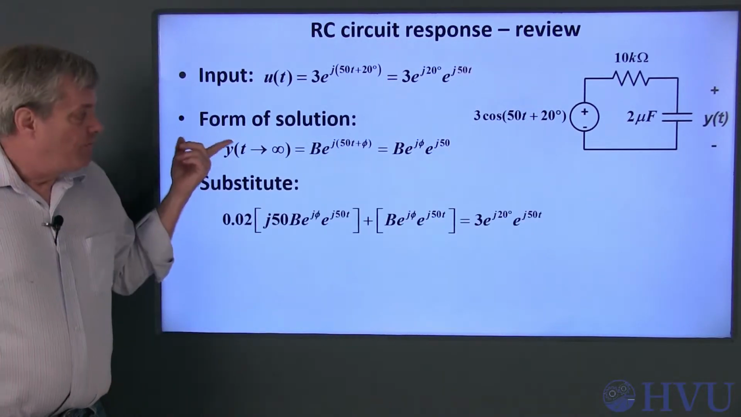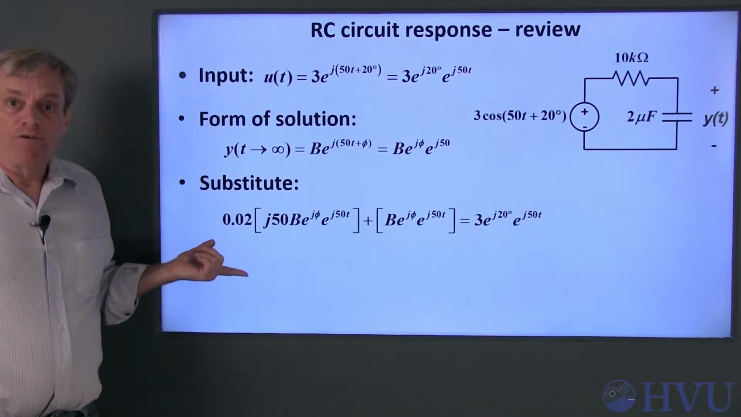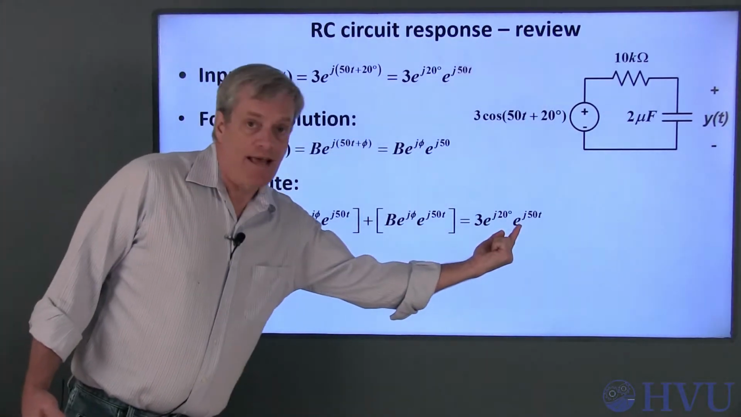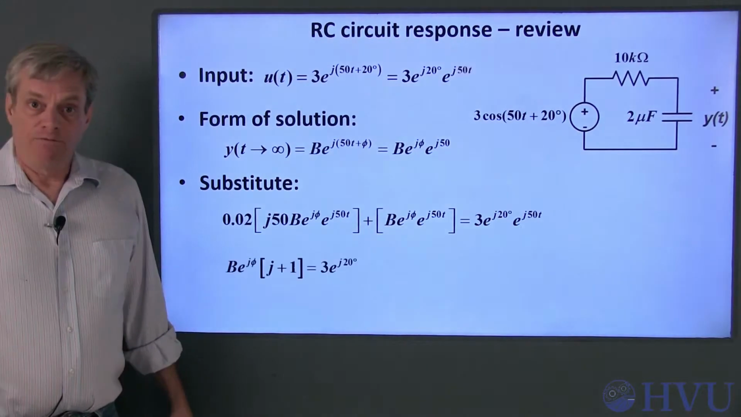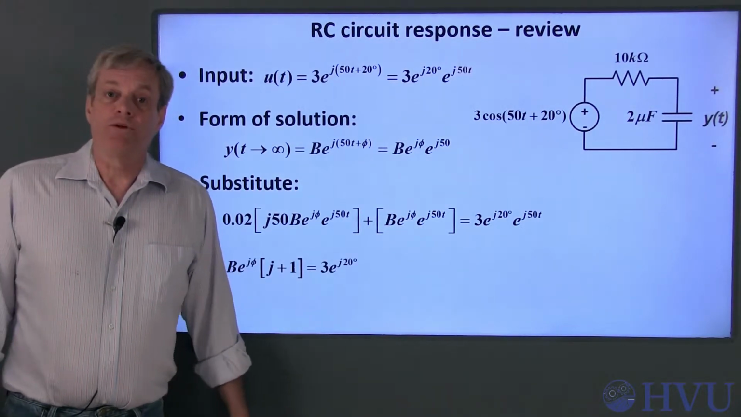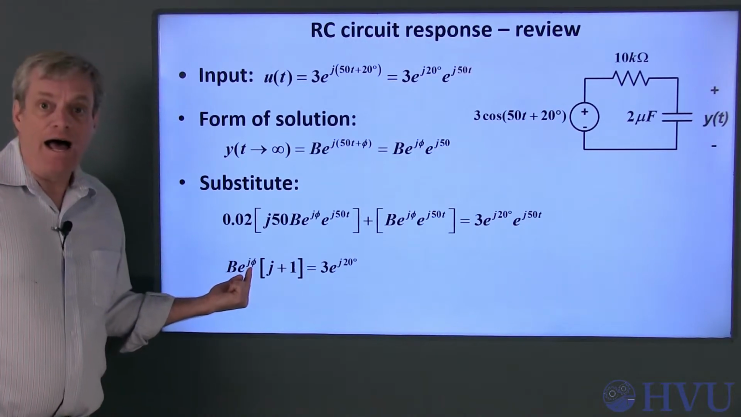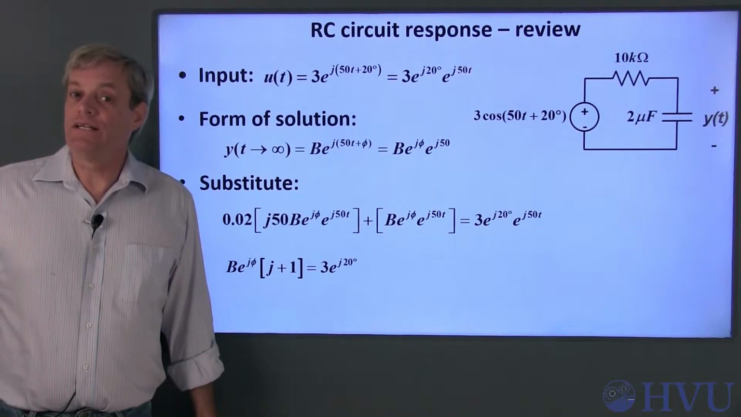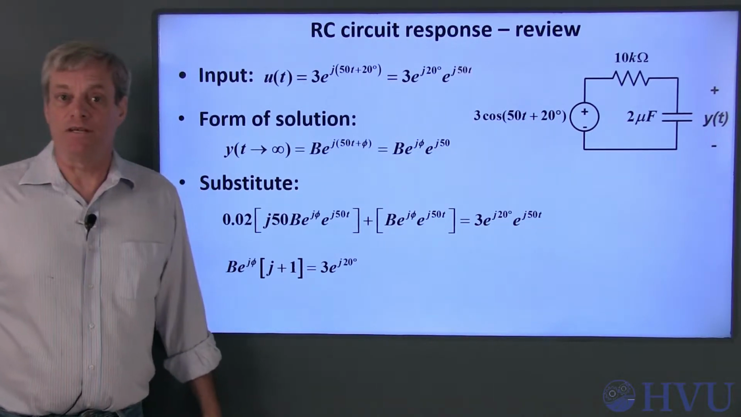We substituted these functions into the governing differential equation for this problem and got this. The e to the j 50t cancels out, so we can simplify the equation to this. Importantly, the numbers we want, b and phi, are now contained in a single complex number which we can find relatively easily using complex arithmetic.